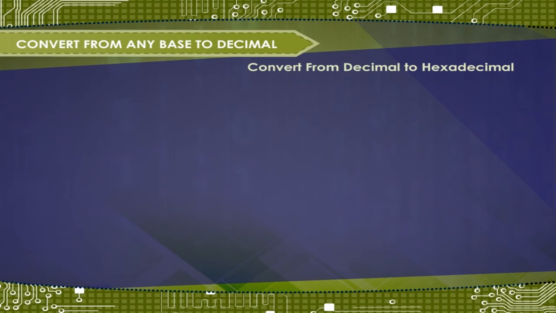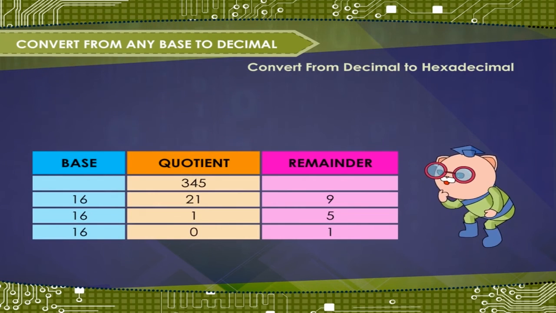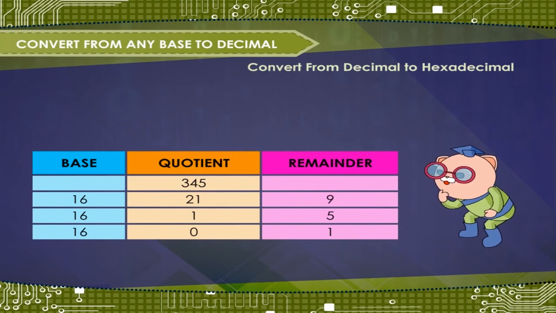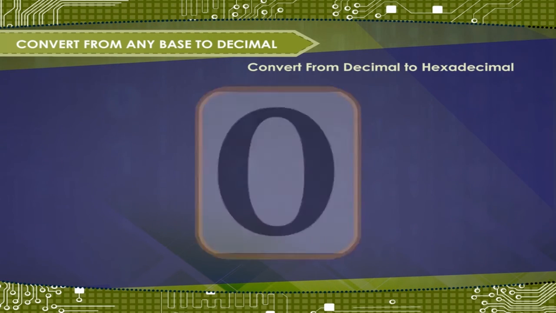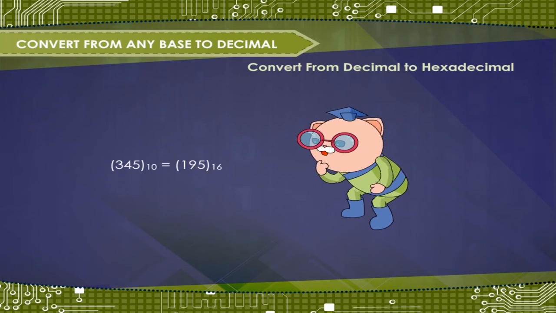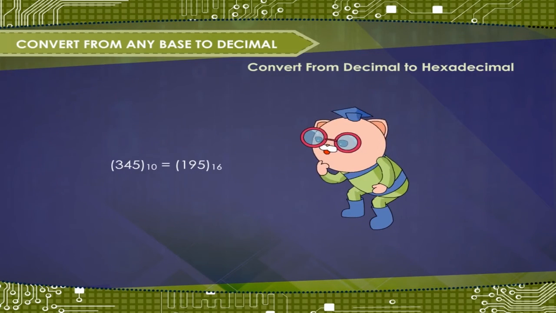Convert from decimal to hexadecimal. This time, express the same decimal number 345 in hexadecimal notation. Stop when the quotient is 0. Write the remainders in reverse order as shown above. So the answer is 345 base 10 is equal to 159 base 16.